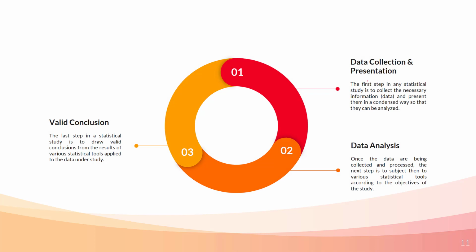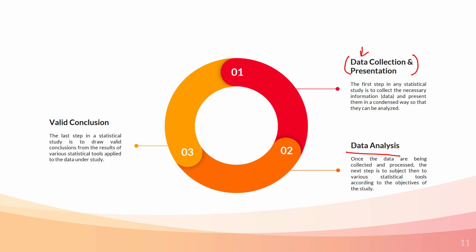We can say that these three are the most vital steps of any statistical study. The first one is data collection and presentation, right? This step is very necessary. We will discuss what data is, but this is the first step in any statistical study, and it is completely associated with collecting or gathering information. We gather the information that we think is relevant or that we are interested in, and then the next step is to analyze them, right?